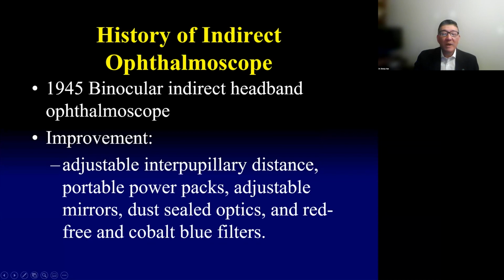But let me just summarize it by saying in 1945, what we wear today was finally developed: a binocular indirect headband ophthalmoscope. That's what it was called. And various people get credited, so I didn't want to leave anybody out. But since that time, many improvements have been made in terms of adjustable interpupillary distance, portable power packs so that we can walk around, adjustable mirrors, dust-sealed optics, and then red-free and cobalt blue filters.